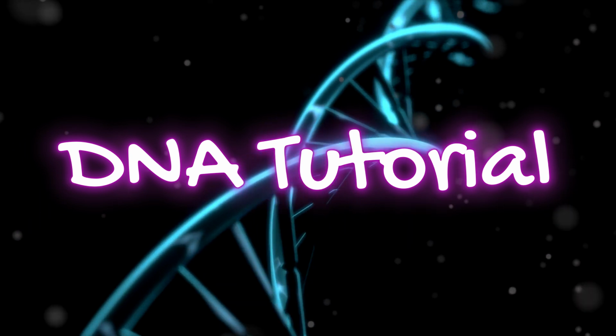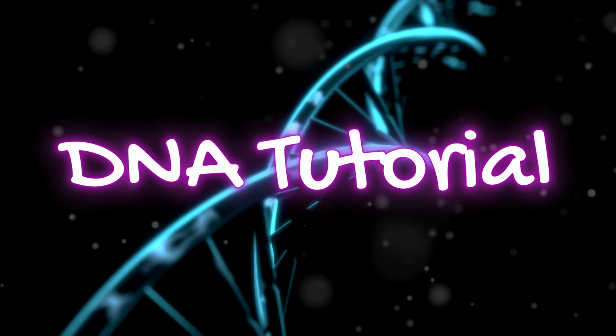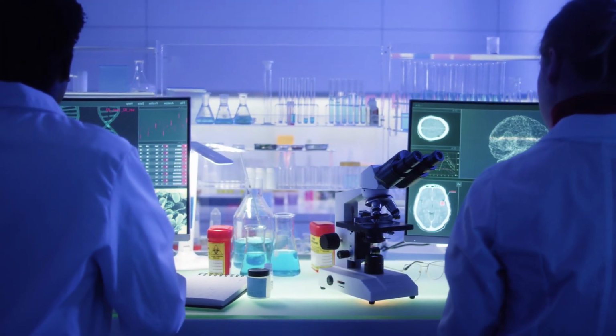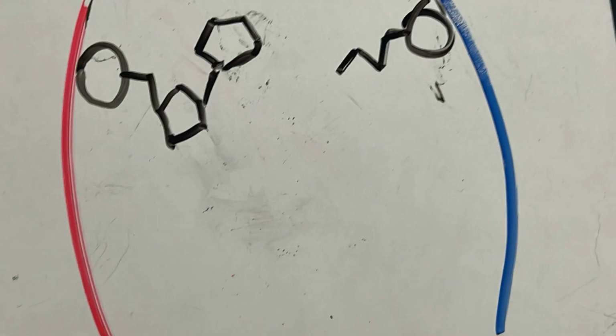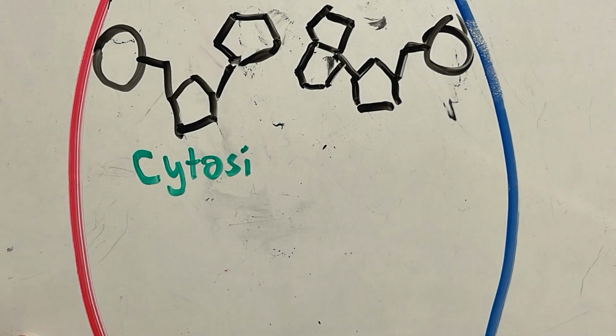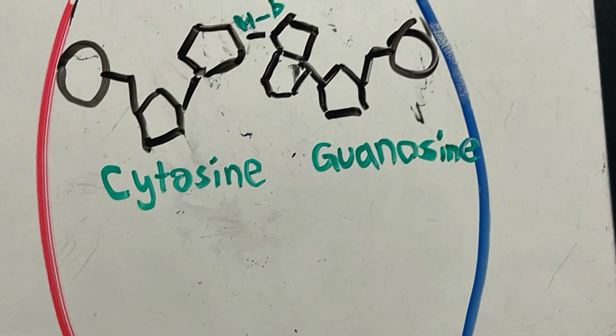DNA is the blueprint of life. It contains the instructions needed for an organism to develop, survive, and reproduce. The 4 types of nitrogenous bases in DNA are adenine, thymine, cytosine, and guanine. Each nucleotide consists of 3 parts: a phosphate group, a sugar molecule, and a nitrogenous base.